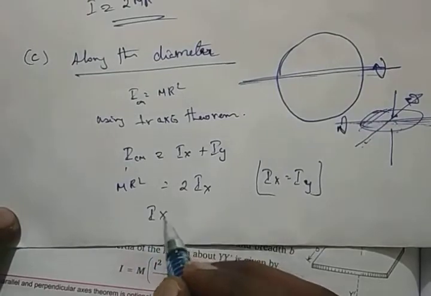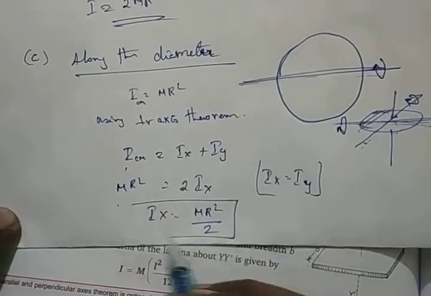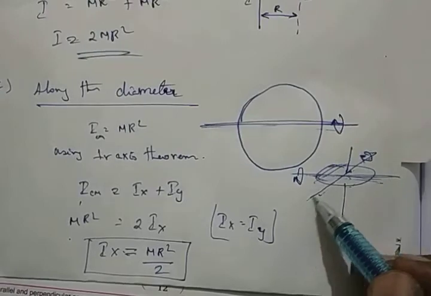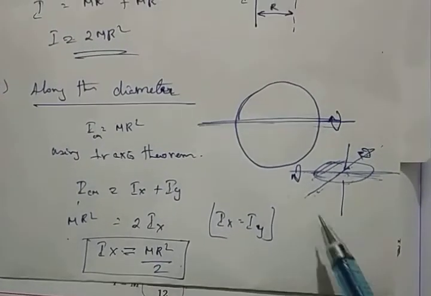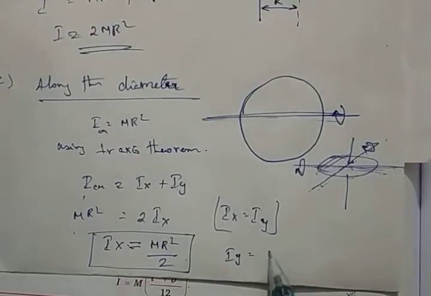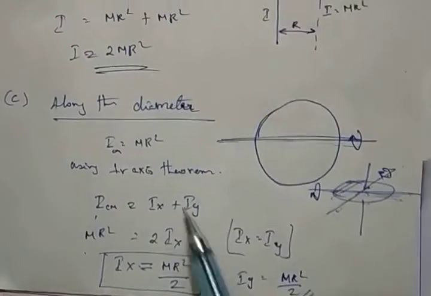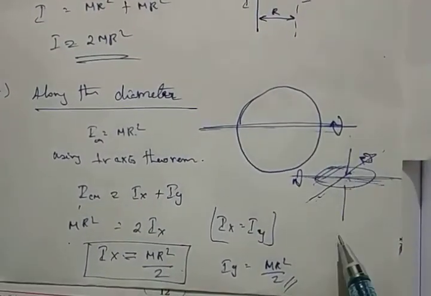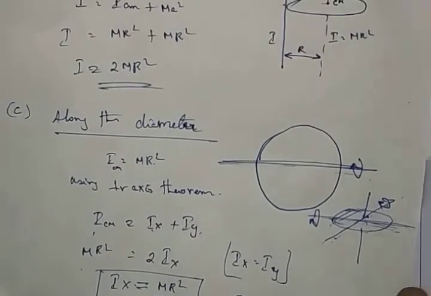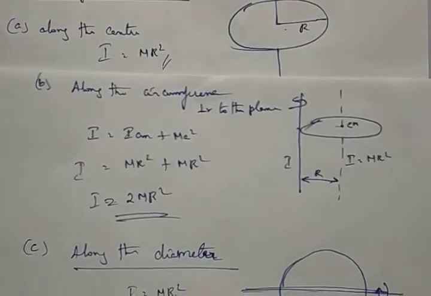So what is Ix? It is going to be equal to mr square divided by 2. If you want to find the value along the diameter, it is mr square by 2. Along this diameter also it will be mr square by 2. Iy also will be equal to mr square by 2. Because we got mr square, the perpendicular one, we have got the other two along the diameter. Okay, this is for a ring. This entire thing for a ring, 3 cases.